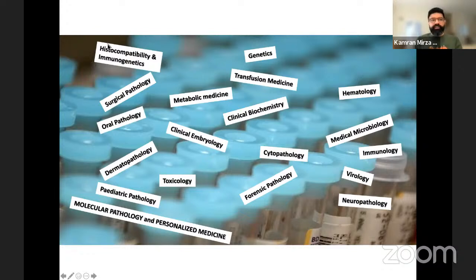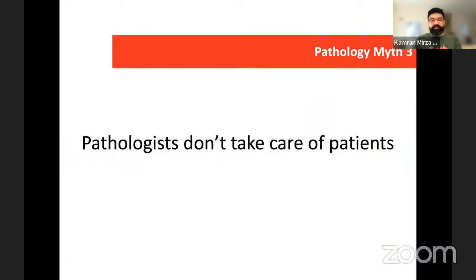And I've also put histocompatibility and immunogenetics, and effectively, whenever someone is getting a transplant, then who is figuring out whether the transplant organ is going to be compatible or not, right? So who's working up the patient's immune system effectively to see what is compatible or not, and it's all pathology.